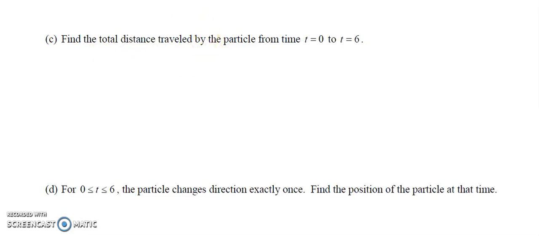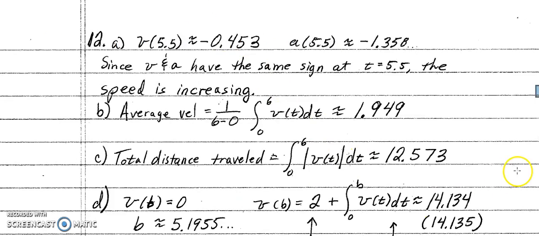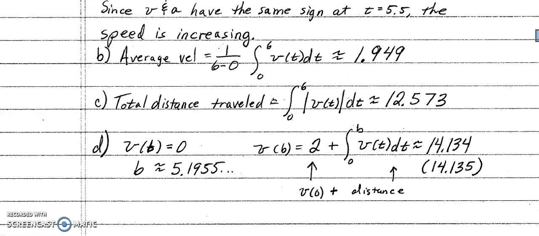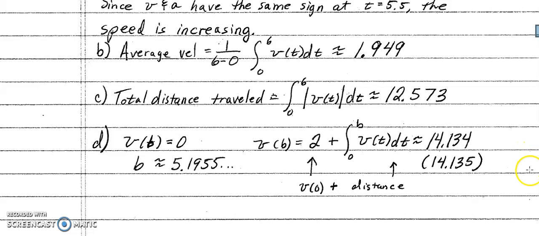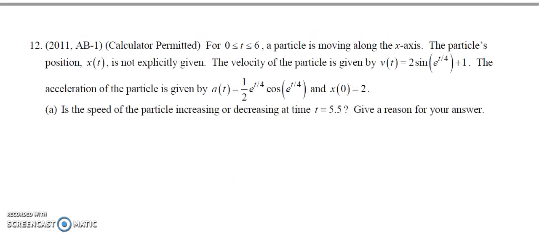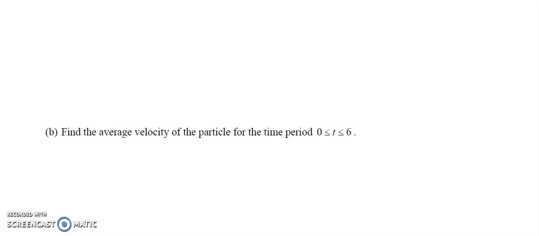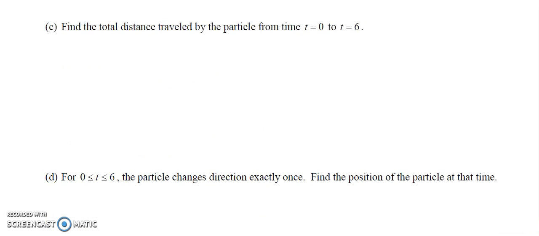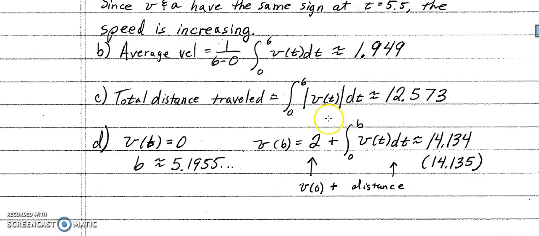Total distance. So, from 0 to 6, does the object change direction? If you're like, I don't want to look back at this and try to figure out where it changes direction and go back and forth, you don't have to. Like it shows here, you can use the absolute value of the velocity inside of the integrand when you integrate.